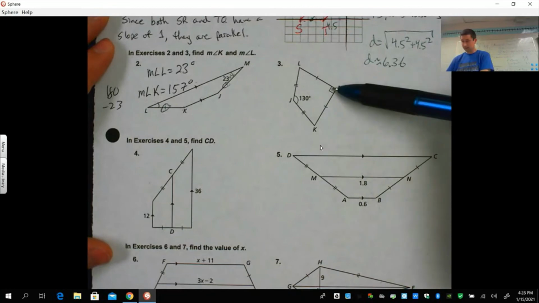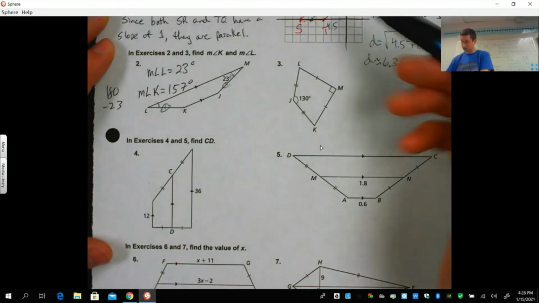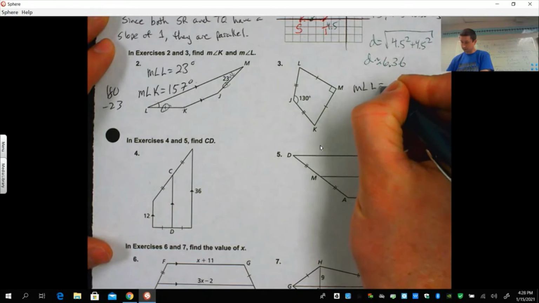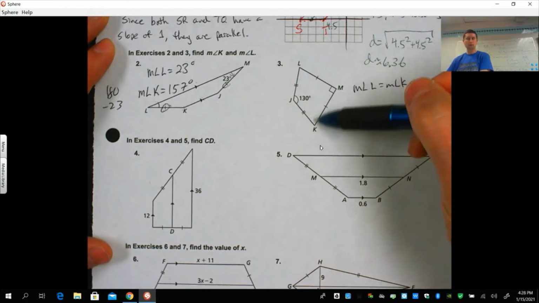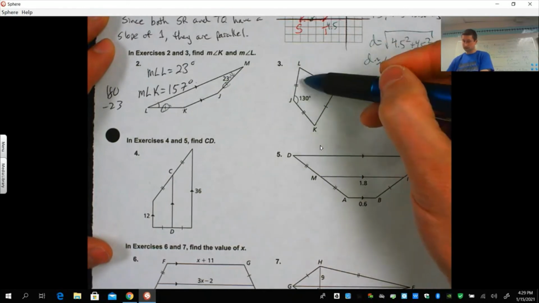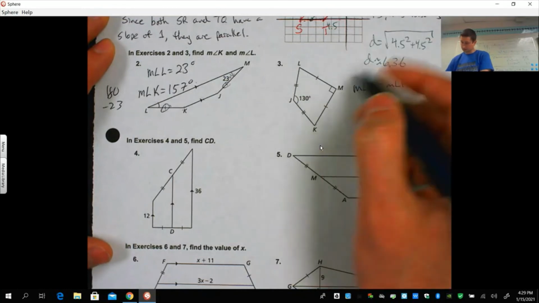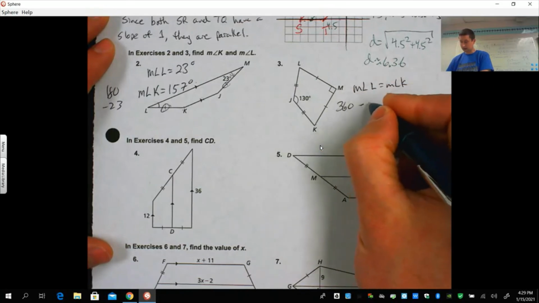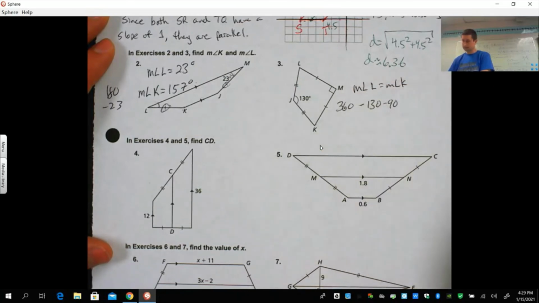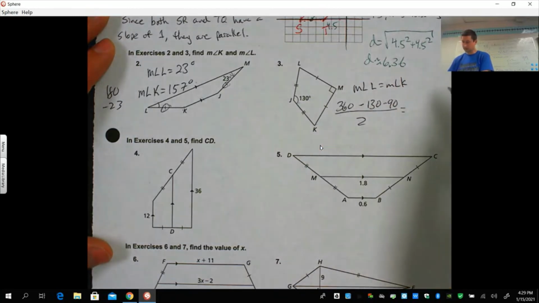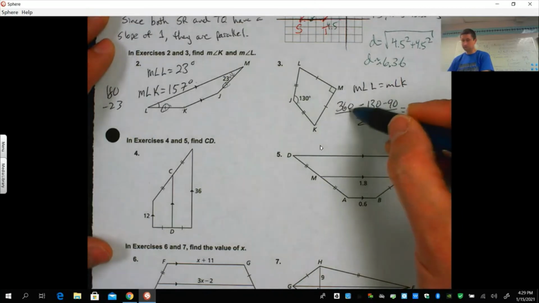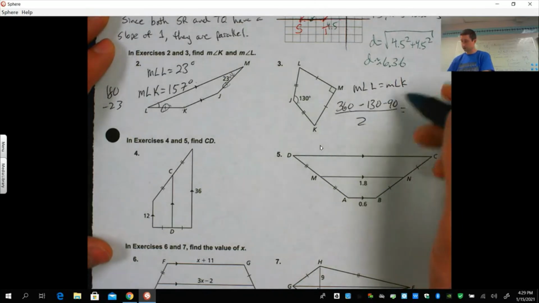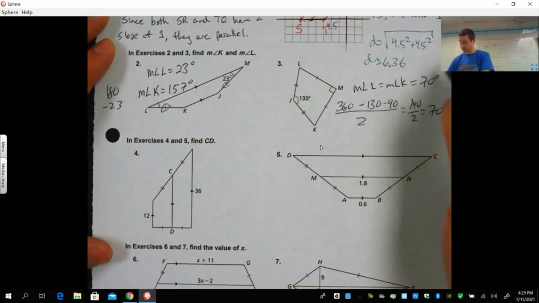Okay, we have a kite here. We know that the measure of angle L has to equal the measure of angle K. They are the opposite angles that would be congruent, because they're formed by the non-congruent sides. So all together, these have to add up to 360. So I'm going to take 360, minus the 130, and then minus the 90 for the two angles there, and I'm going to divide that by 2. So 360 minus 130 is 230, minus 90 would be 140. 140 divided by 2 equals 70. So both of these should equal 70 degrees.